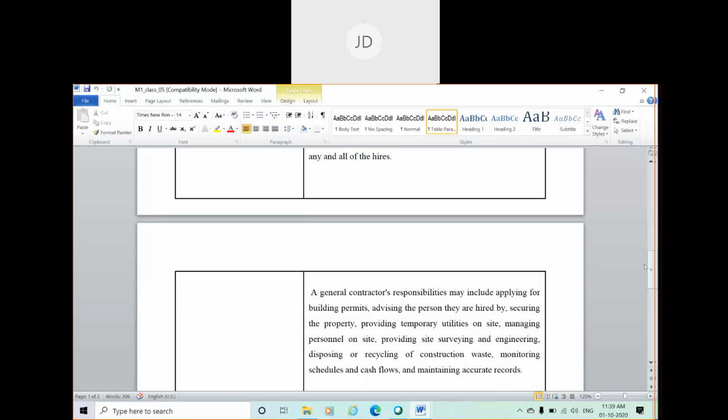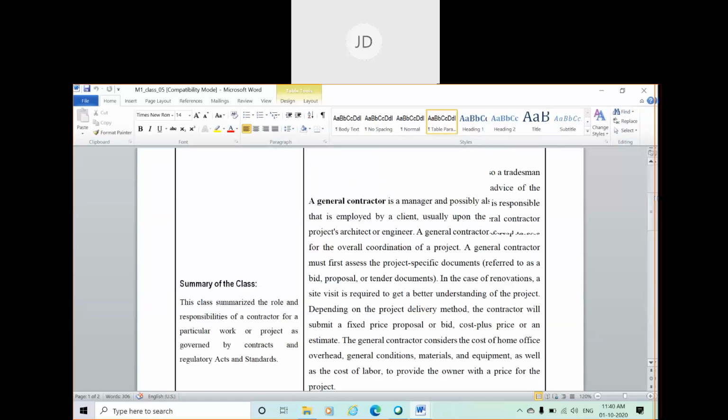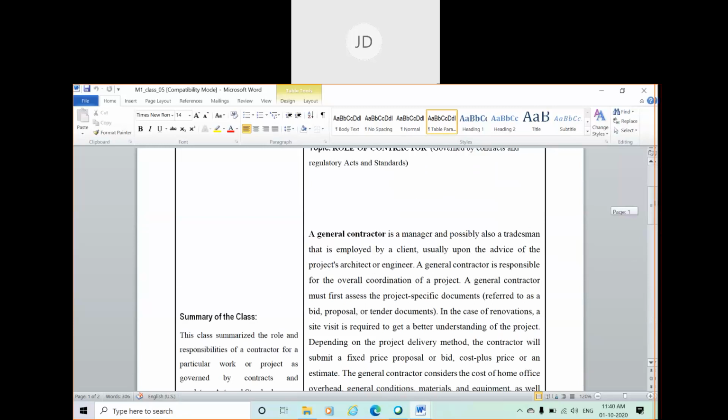So overall, a contractor is mainly responsible for the smooth conduction of a particular construction on a particular land. This is all about the general talk on the contractor and the different responsibilities of a contractor. These are the very few, very small things that I wanted to discuss here.